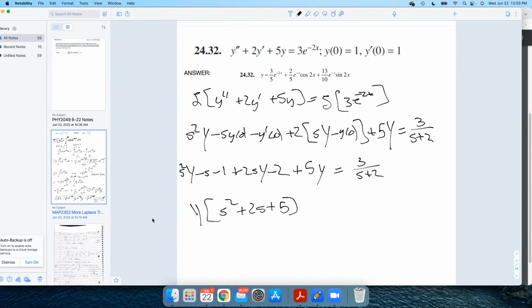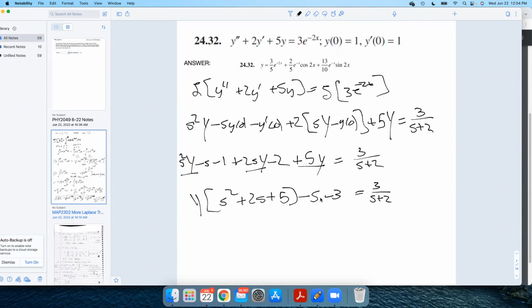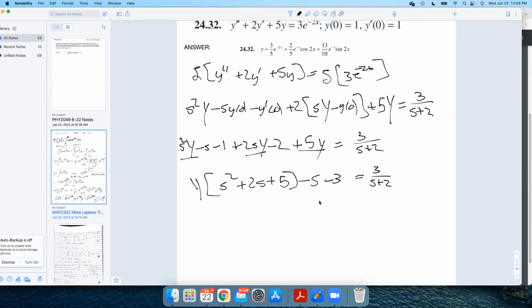I've got this negative S. So here, I've used up these guys. I've got now minus S minus 3. Okay, move those to the other side first. That's an S, not a 5. Unfortunately, my 5s and S's sometimes look too much alike. That's a 5, that's an S.